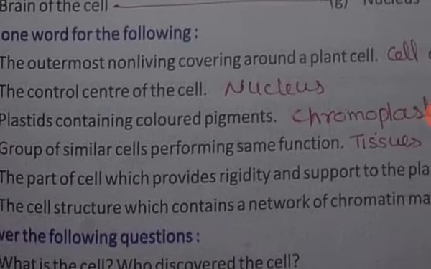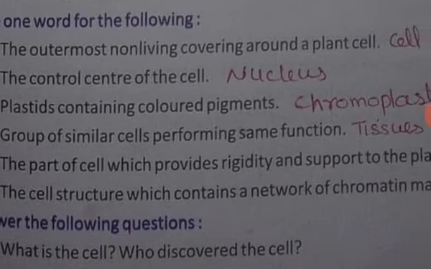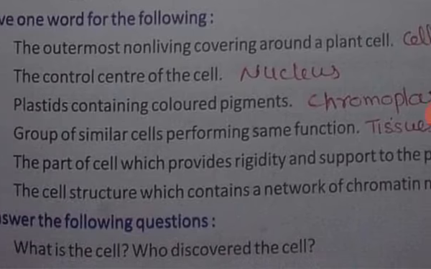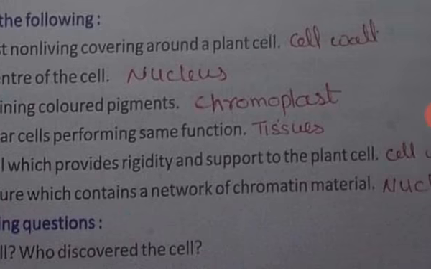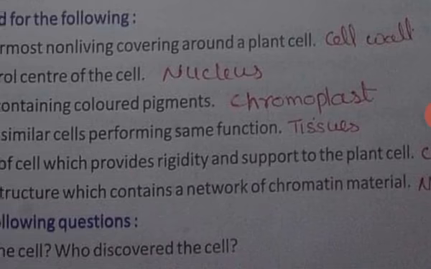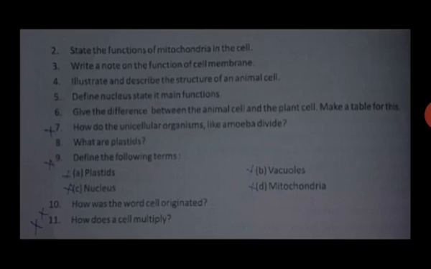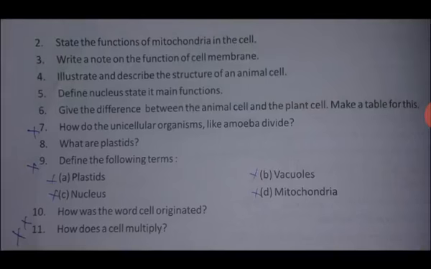One word. The outermost non-living covering around a plant cell, and the answer is cell wall. Second, the control center of the cell, answer is nucleus. Plastids containing the color pigment, and the answer is chromoplast. The group of similar cells performing the same functions, and the answer is tissues. The part of the cell which provides the rigidity and the support of the plant cell, and answer is the cell wall. And the cell structure which contains a network of the chromatin material, and the answer is nucleus.